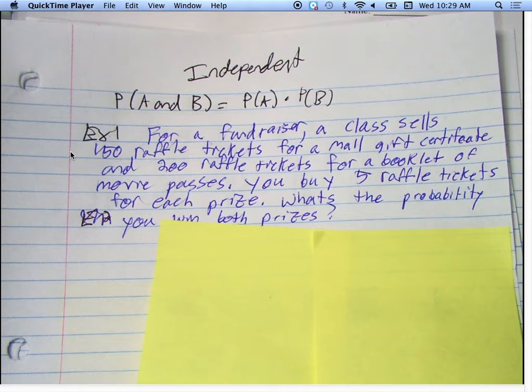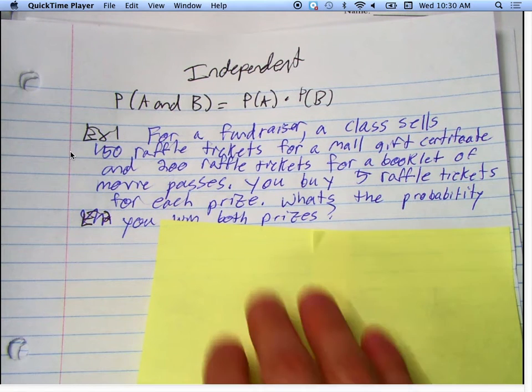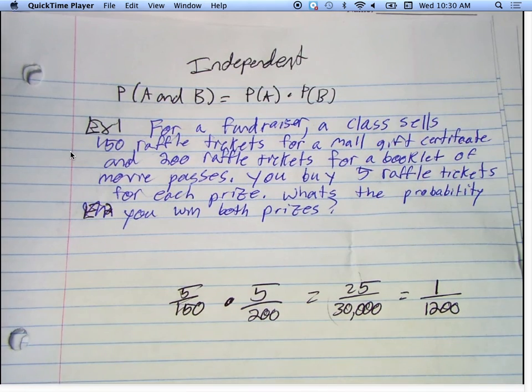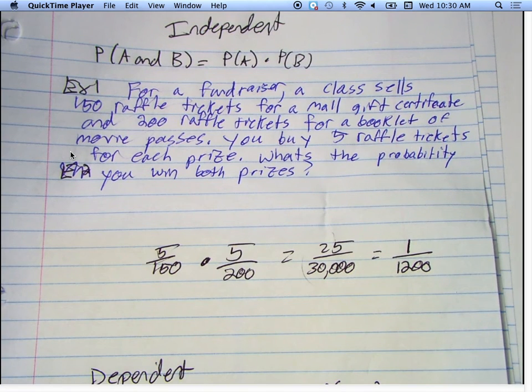So if you buy 5 tickets for each, how are you going to set up your probability for just the mall gift certificate? How many tickets were sold? So you should have what over what? Okay. And now you bought 5 tickets for the other one too, and they sold 200, so that should be times 5 over 200, which would give us 25 over 30,000, but we could reduce that to 1 over 1,200.